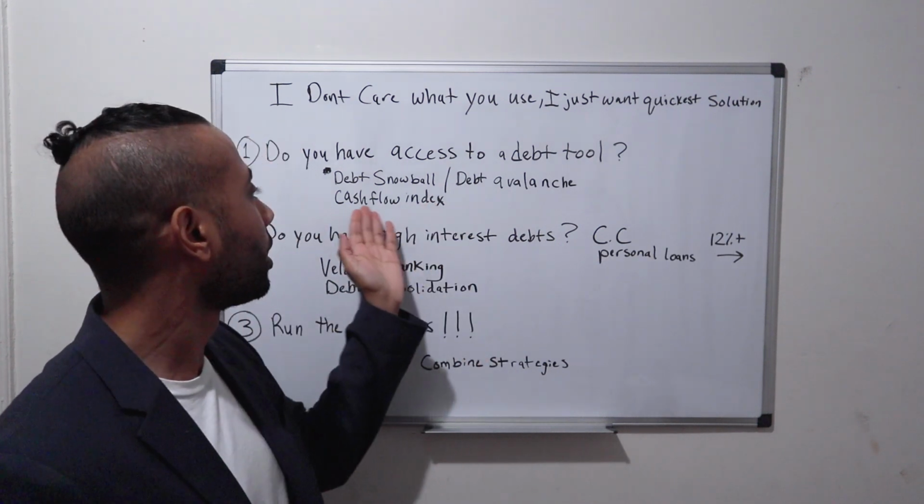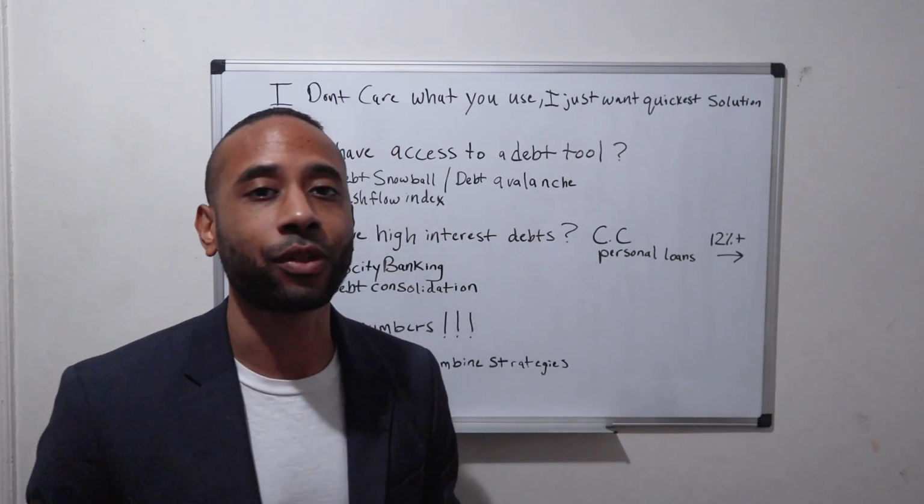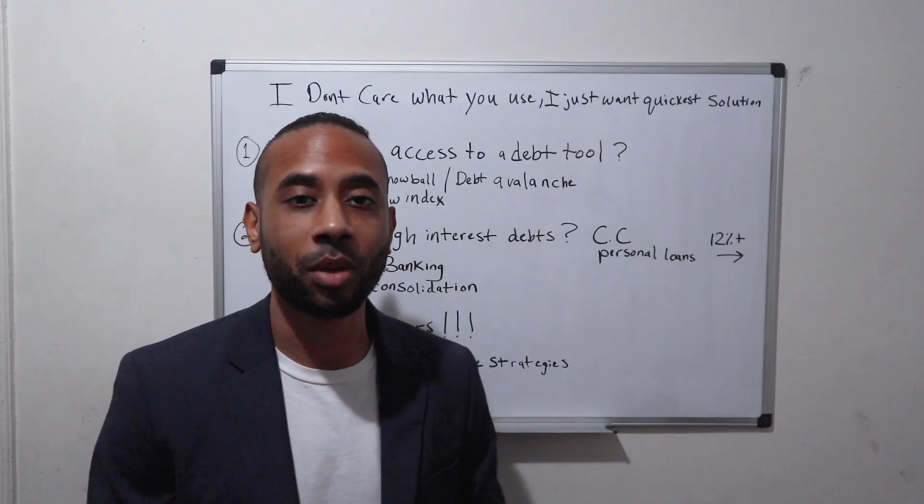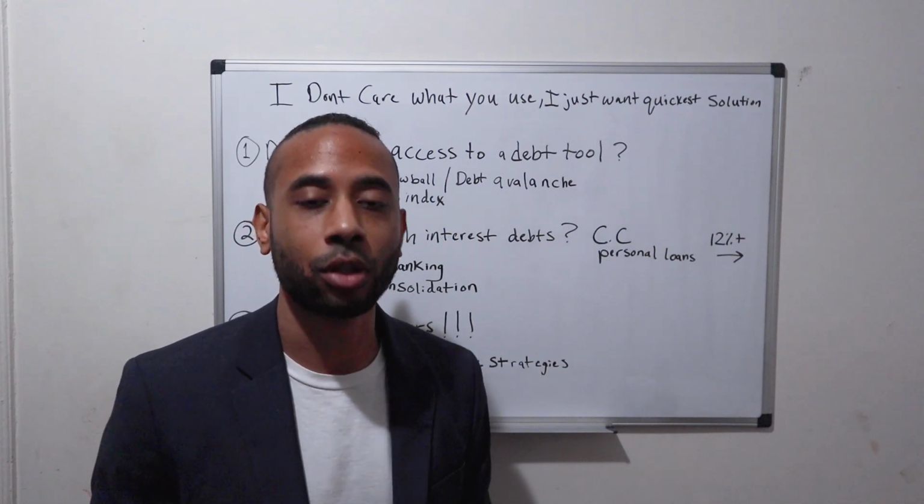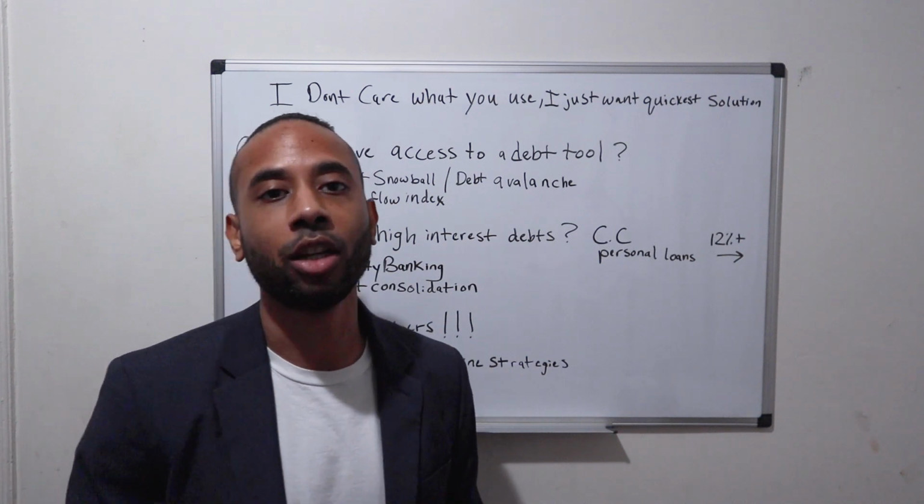They're very similar strategies in terms of the actual practical application, but different in terms of the ones that they attack. Another one is the cash flow index, and this one is focused more so on increasing your cash flow. This is the one that I like to use because we're all about increasing our cash flow to do velocity banking, so it works very well with the strategies that we're already using.